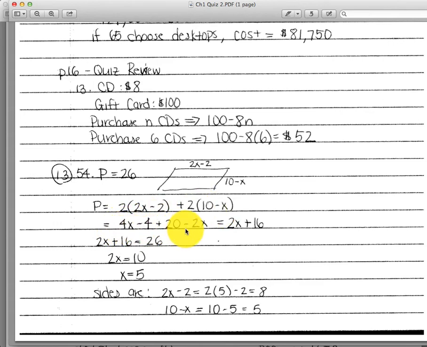And so I distributed and combined like terms. And then it had told me that the perimeter was 26. So I just used that simplified expression I just found, set it equal to 26, and I found that x was 5.